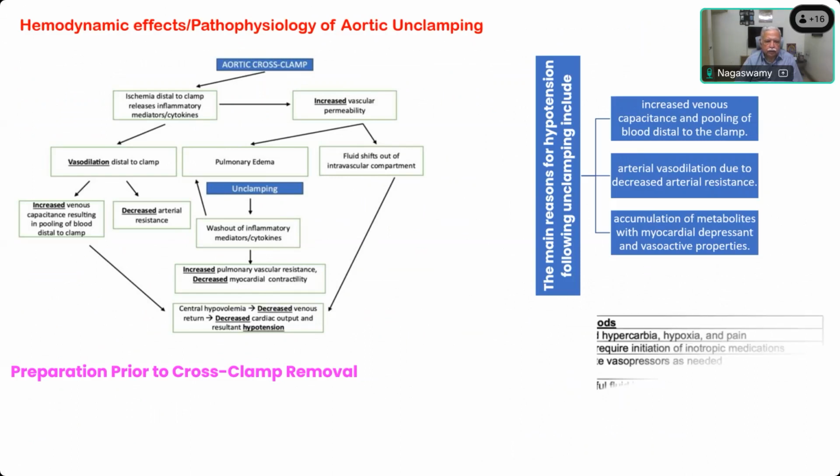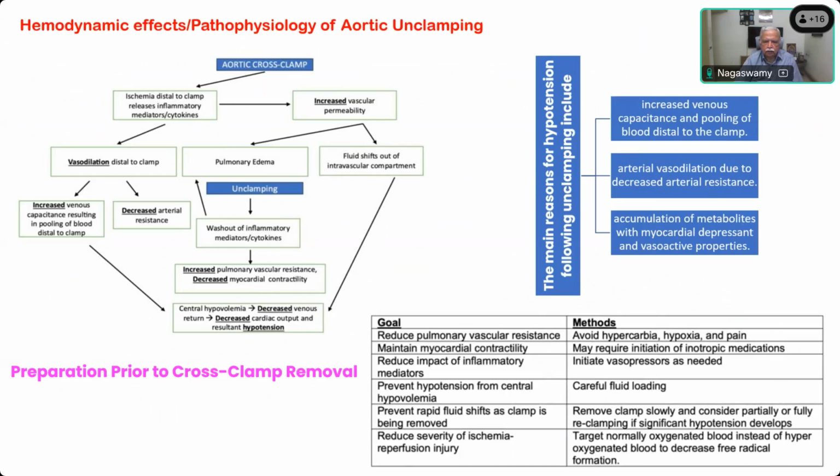So preparation prior to cross-clamp removal, these are all the goals and methods. Reduce pulmonary vascular resistance, maintain myocardial contractility, reduce the impact of inflammatory mediators, prevent hypotension from central hypovolemia, prevent rapid fluid release, reduce severity of ischemia. How do we do that? Avoid hypercarbia, hypoxia, and pain. Maintain inotropic medications. Initiate vasopressors as needed. Careful fluid loading and remove the clamp slowly.